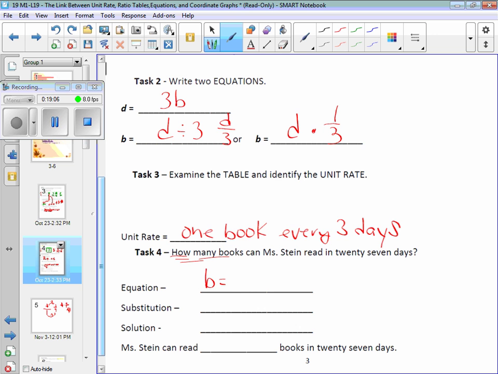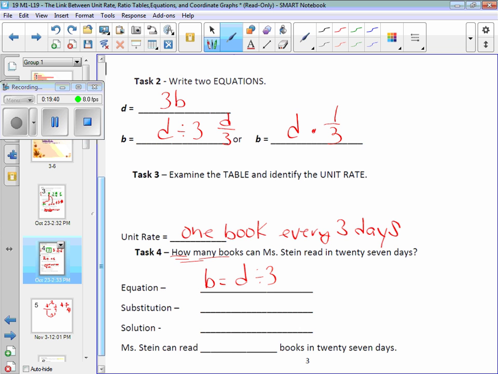B equals what? Come on, did I lose you? Look back, we've already created the equation. B equals what? Look over here, we already have it. B equals D times 1, okay. I'm going to keep it simple though. Let's use division for now. It's just easier.